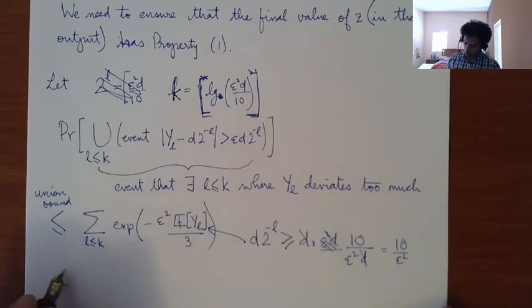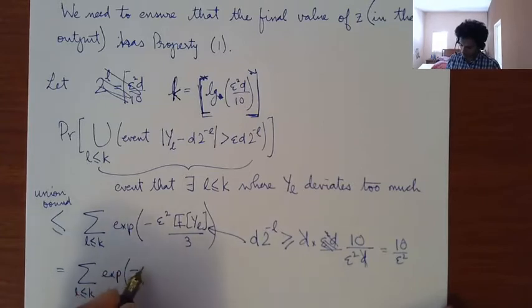So another way, let me just plug these values in over here and say that the summation over L less than k of e to the minus epsilon square d divided by 3 times 2 to the L.